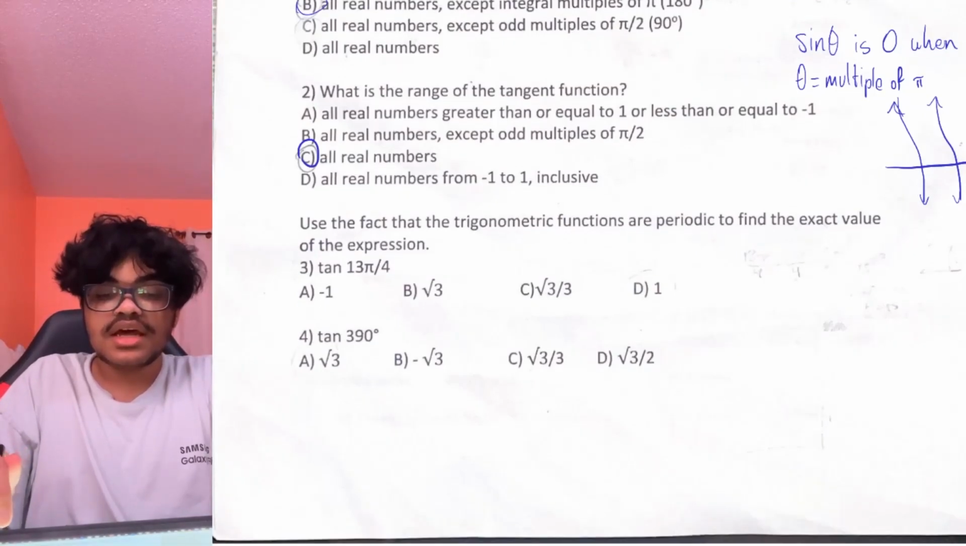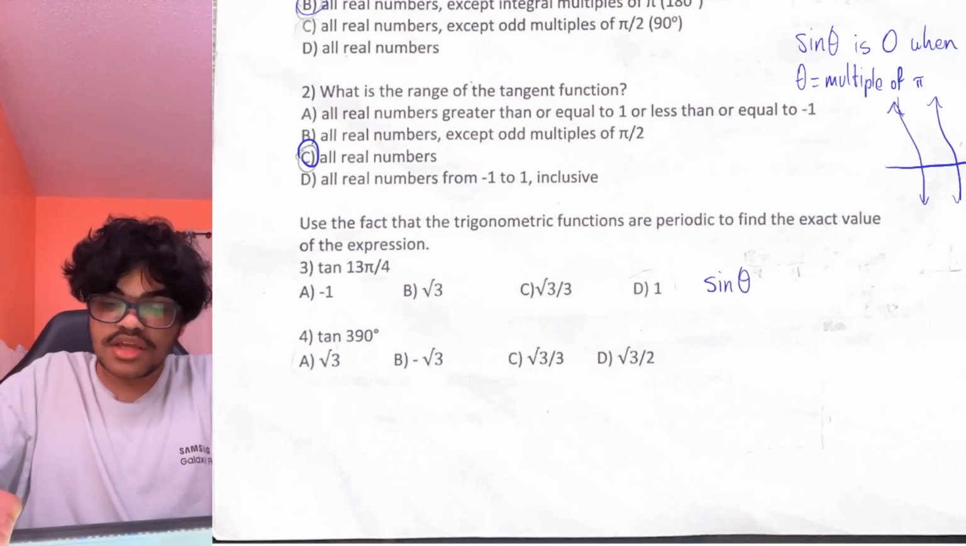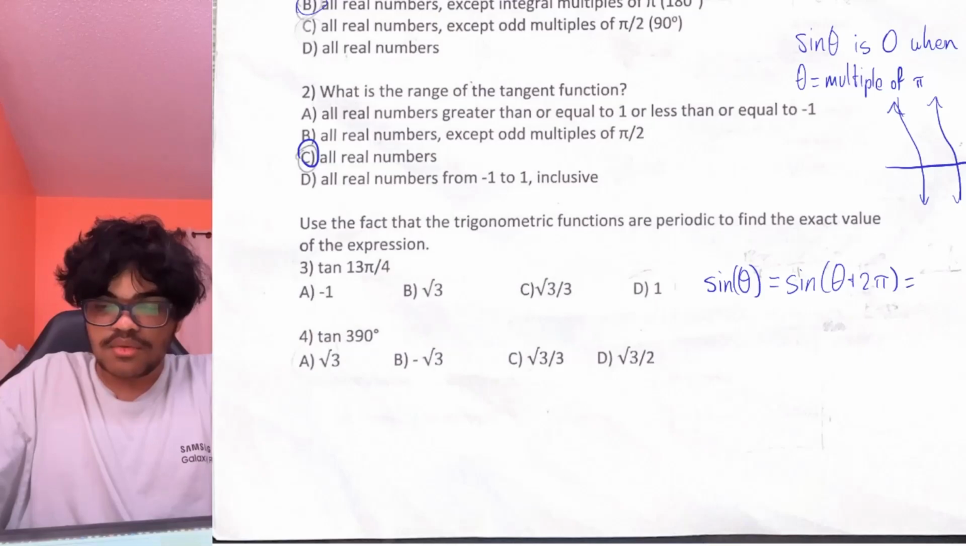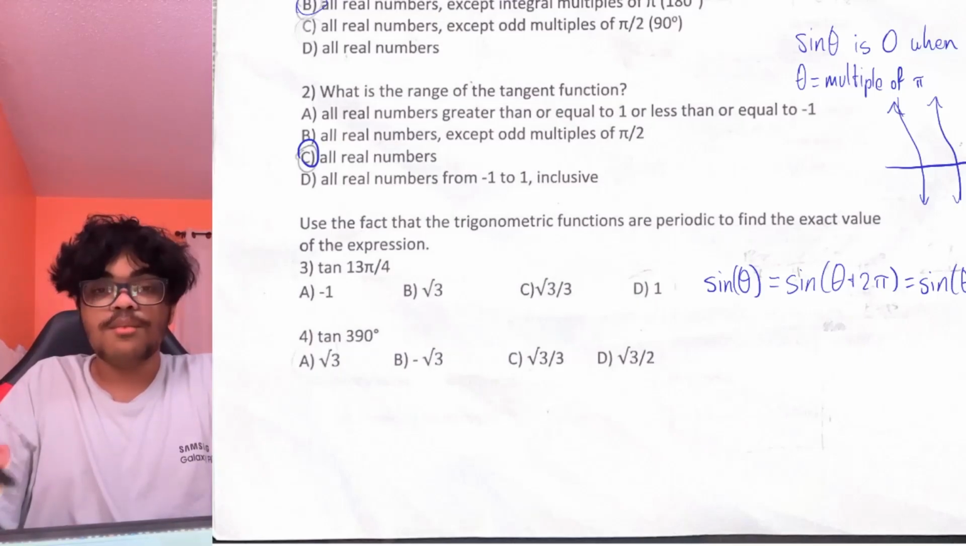For this next question, it asks us to use the fact that the trigonometric functions are periodic to find the exact value of the expression. Now, when we think of the periodicity of a trigonometric function, I immediately go to the 2 pi, I like to call it the 2 pi rule. Now what does that mean? Well, if we have sine of an angle theta, or cosine of an angle theta, this is equal to sine of theta plus 2 pi, which is also equal to sine of theta plus 4 pi, and so on and so forth. Multiples of 2 pi, if you add that to an angle in a sine or cosine function, you'll get the same thing afterwards.